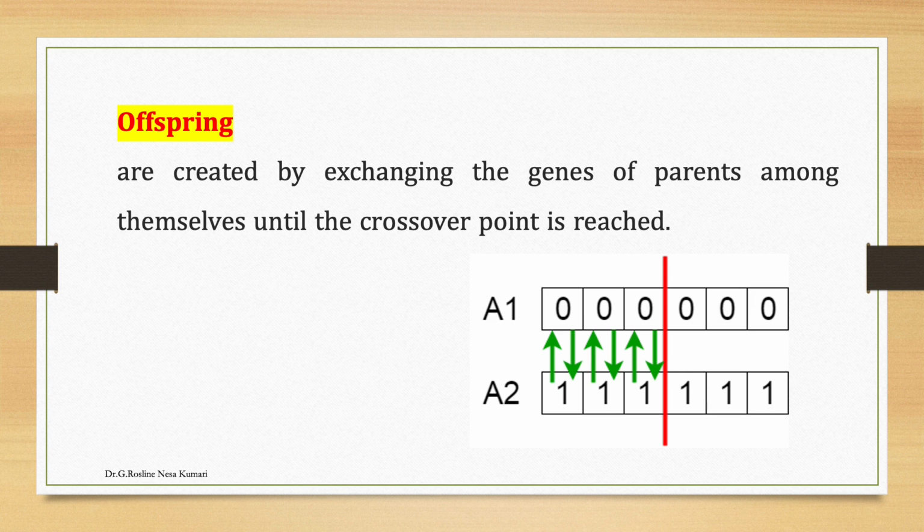Offspring are created by exchanging the genes of parents among themselves until the crossover point is reached. Elitist selection is a genetic extension to the general concept of the genetic algorithm, which includes an additional selection step after reproduction. The fitness of the offspring is compared to the fitness value of its own parents in order to decide whether or not the offspring is a solution candidate.